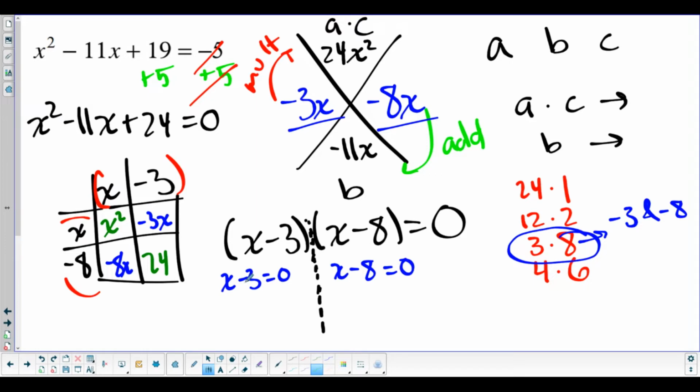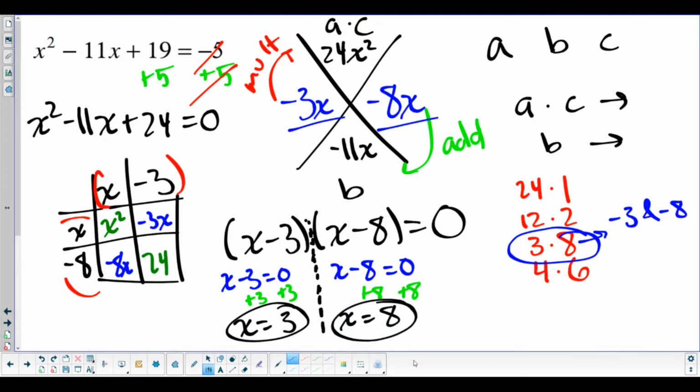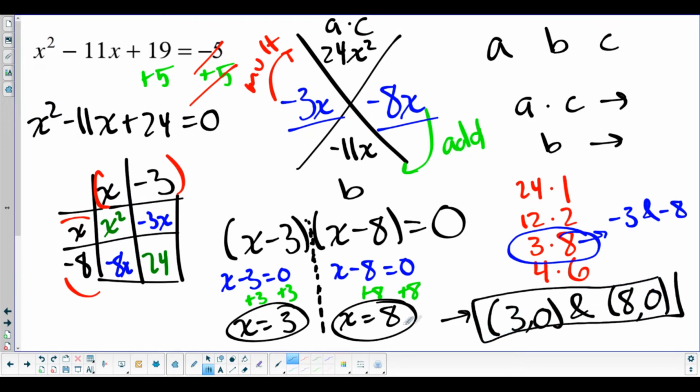And so really I can just see, well, x minus 3 equals 0. I can add 3 to both sides, and I get x equals 3. And then add 8 to both sides on this side, and I get x equals 8. Okay, so those are my two actual answers, x equals 3 and x equals 8. Those equate to the points (3, 0) and (8, 0), right, as actual x-intercepts as well. So these two answers are what you're looking for. Those are the values of x that make this equation true.